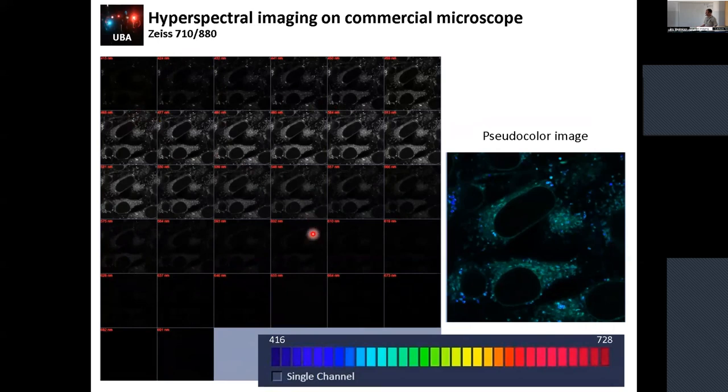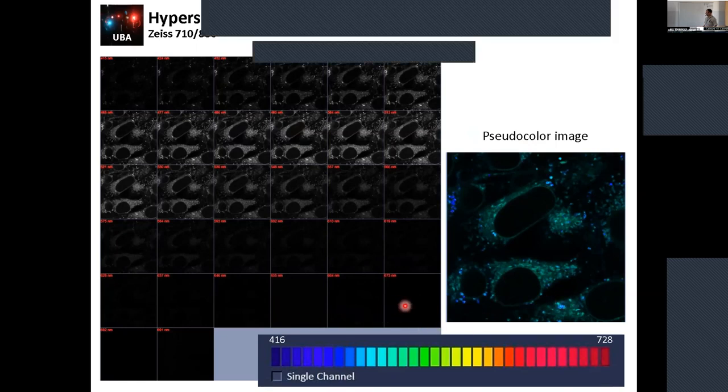Looking at this, you can see that there is a spectra with some maximum around where I have the pointer now. And then most of the time, the companies offer a pseudo color image where they assign to each of the channels the color for the maximum that you got in your example.